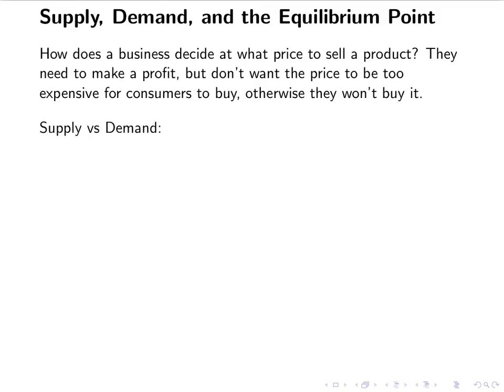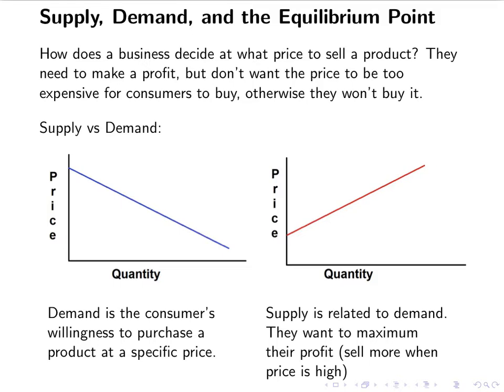So this is when we talk about supply versus demand. Demand, which I have here in blue, is the consumer's willingness to purchase a product at a specific price. Supply, the one on the right in the red, is related to demand. They want to maximize their profit, the sellers, which means they want to sell more when the price is high. So if you're looking at the demand, as the price increases, the quantity is decreasing. You can usually think of it as backwards. On the other hand, as price decreases, the quantity increases. I'll buy more of it if it costs less.